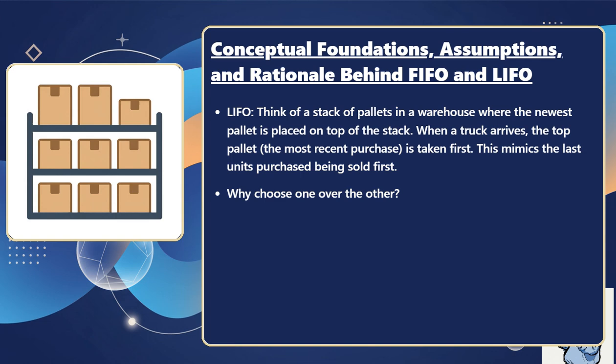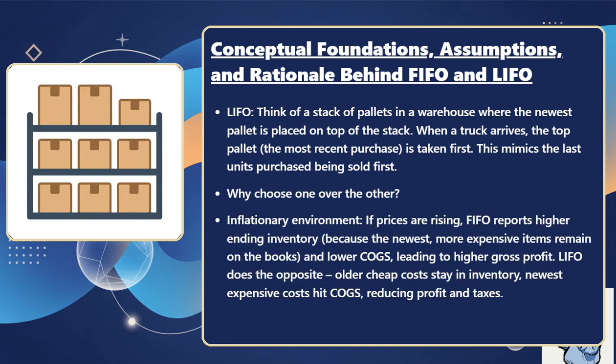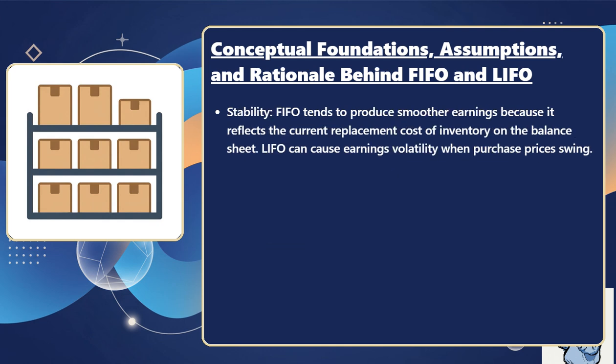Why choose one over the other? Inflationary environment: if prices are rising, FIFO reports higher ending inventory because the newest, more expensive items remain on the books, and lower COGS, leading to higher gross profit. LIFO does the opposite. Older cheap costs stay in inventory. Newest expensive costs hit COGS, reducing profit and taxes. Stability: FIFO tends to produce smoother earnings because it reflects the current replacement cost of inventory on the balance sheet. LIFO can cause earnings volatility when purchase prices swing.